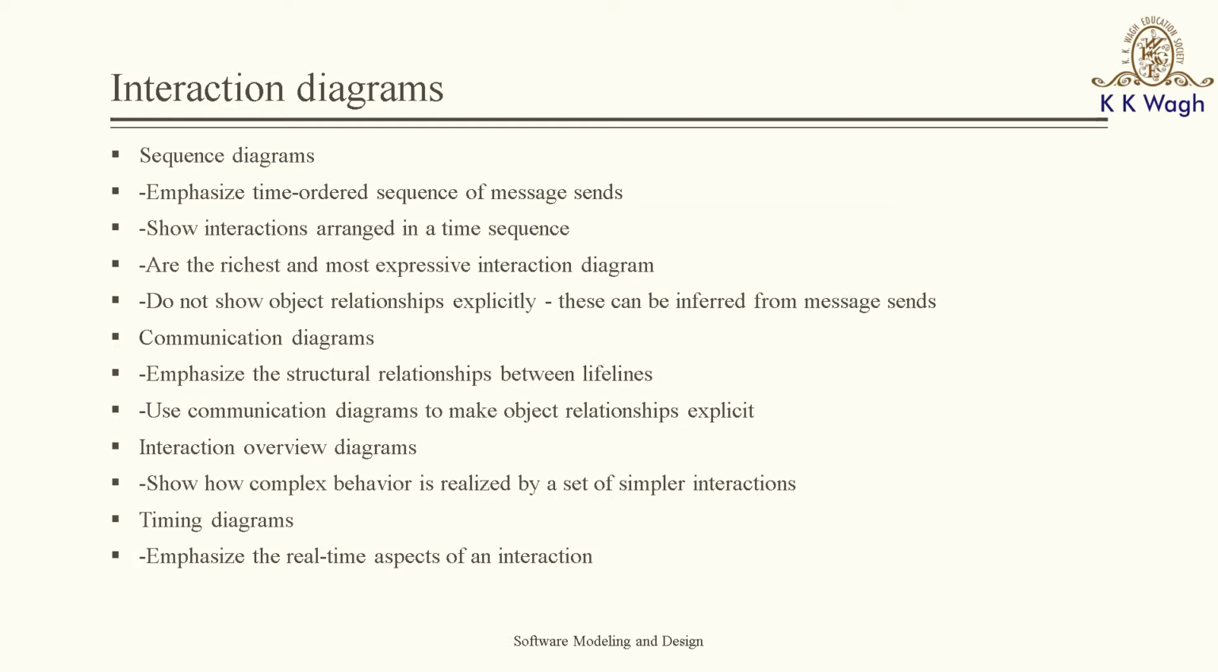Now interaction diagrams. Sequence diagram is a part of interaction diagrams. There are four types of interaction diagram. The first one is the sequence diagram. As we have already discussed, it is an ordered sequence of messages, and it shows the temporal relationship between lifelines.